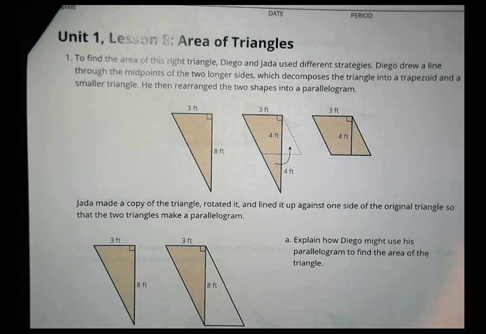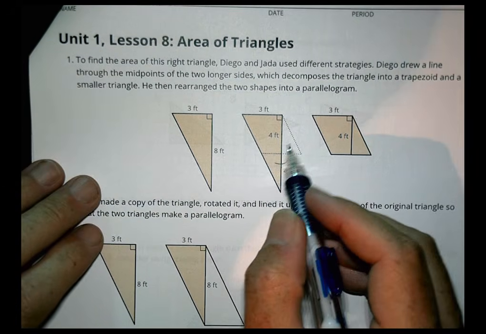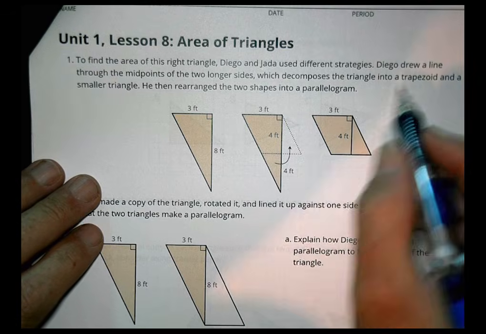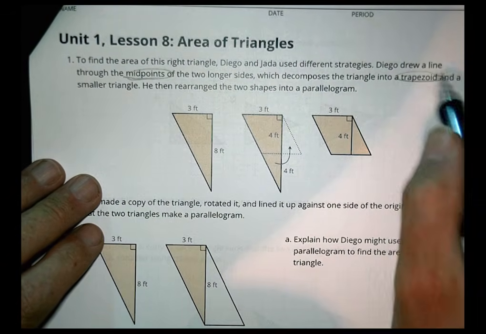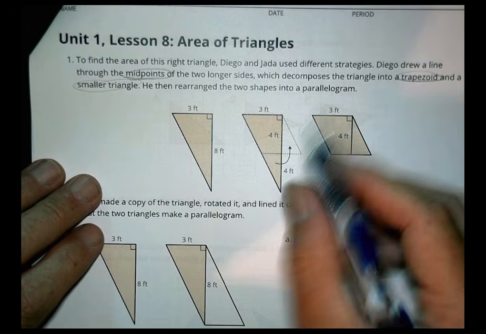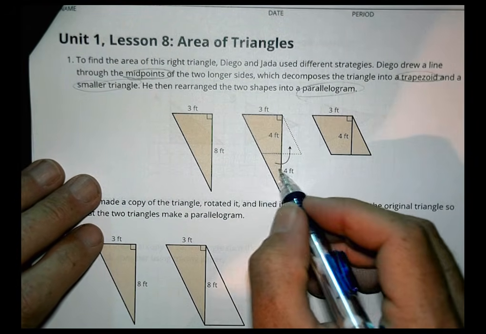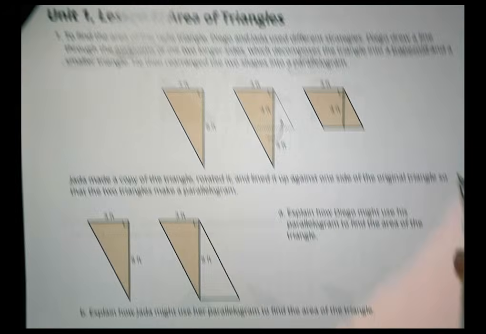All right. So, to find the area of this right triangle, Diego and Jada used different strategies. Diego drew a line through the midpoints of the 2 longer sides, which decomposes the triangle into a trapezoid and a small triangle. Then he rearranged them into a parallelogram. So he chopped it, moved it, made a parallelogram, which we've done a few times in our lesson today already.